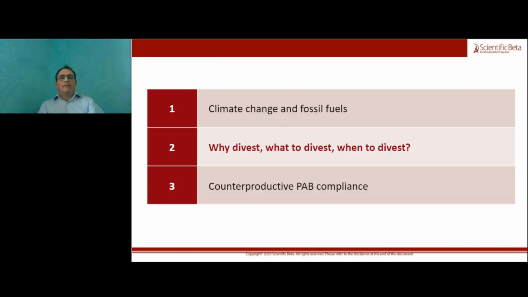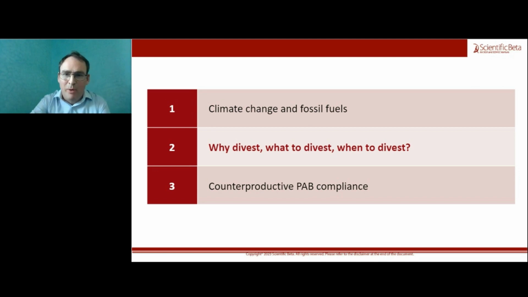Now, in the first part, we just showed that basically fossil fuel is a huge part of the problem when it comes to climate change. It's the main source of greenhouse gas emissions. And we saw a hierarchy between coal, tar sands, conventional oils, and natural gas. In this part, we'll look at the role of divestment more specifically. So why divest? What to divest in terms of the different types of fossil fuels, and which time horizon you should have in mind.